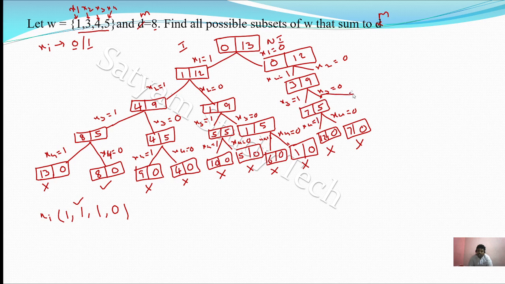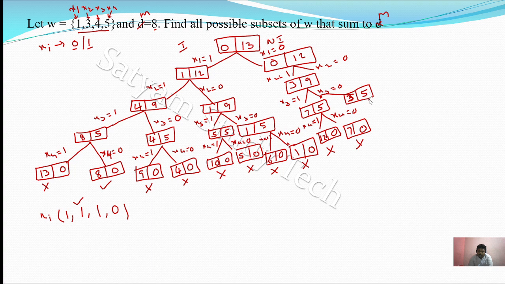Here it is. x3 is not included, that is the value is 3. So x3 is not included, that is 4 is not included. Subtract 4 from 9, that is remaining value is 3.